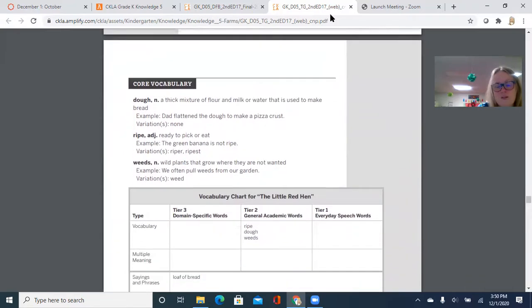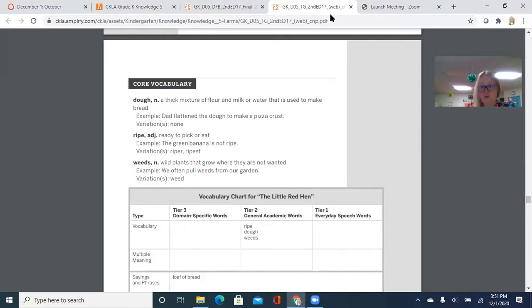Here are some important words we're going to encounter. The first word is dough. Dough is a mixture of flour and milk and water used to make bread. So for example, Dad flattened the dough to make a delicious pizza crust. Ripe was our important word. Ripe means that it is ready to eat. The fruit was ripe. Or yesterday, remember we talked about the produce. The produce is ripe and ready.